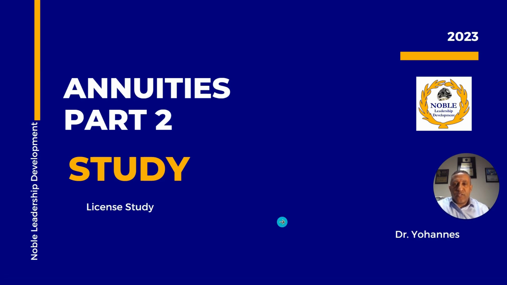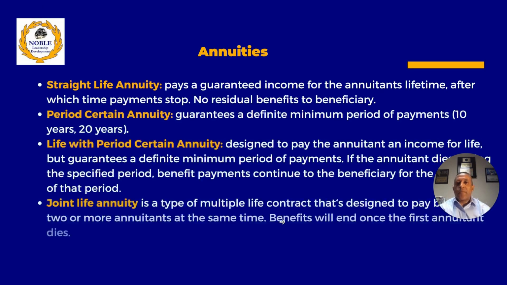We're going to get started right here. So annuity, there are different types of annuity. A straight life annuity is an annuity that pays the annuitant during the lifetime. It pays guaranteed income for the annuitant's lifetime, after which the payments stop, with no residual benefits to the beneficiary. So an annuity can be a straight life, which means it only pays while the annuitant is alive.